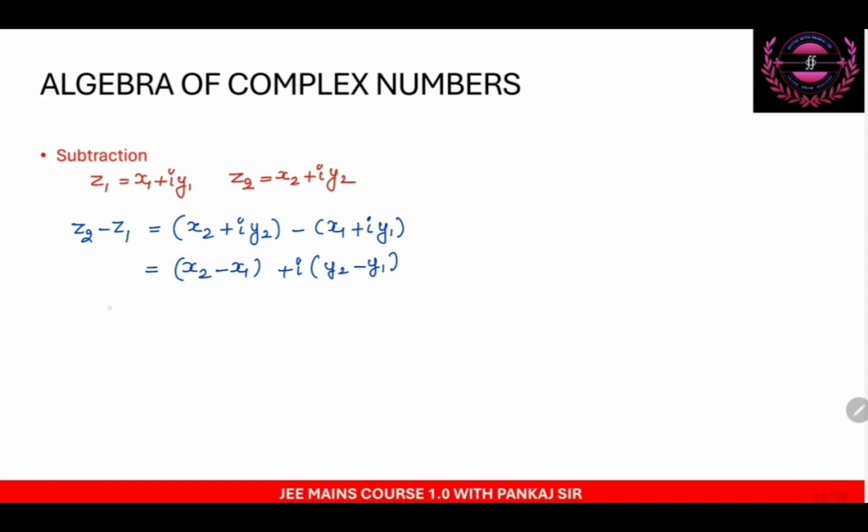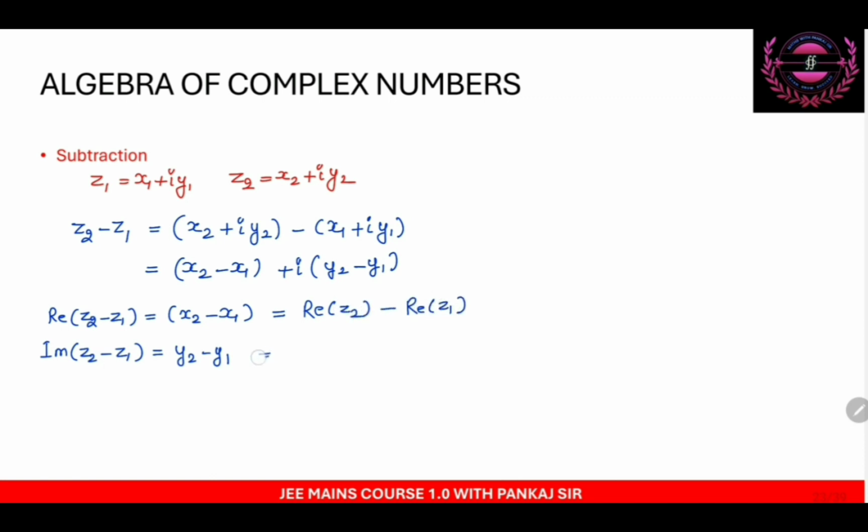So if someone asks you what is the real part of z2 minus z1, you will say x2 minus x1, and the imaginary part of z2 minus z1 is y2 minus y1. I can also write the real part of z2 minus z1 is real z2 minus real z1, and imaginary z2 minus imaginary z1.